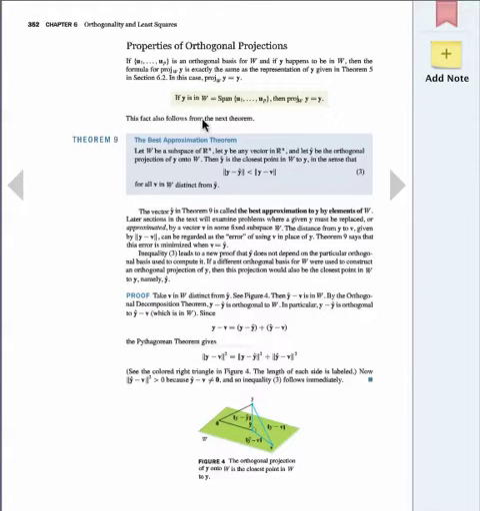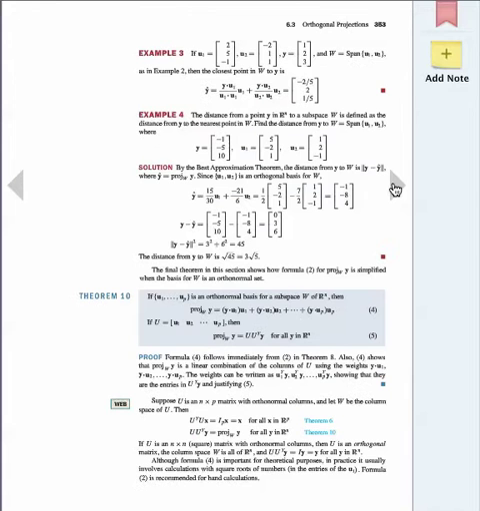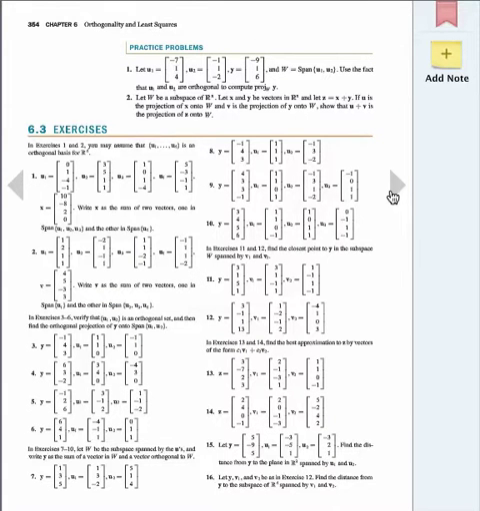So the first blurb is true and important. Theorem 9, the best approximation theorem, tells us how to find the distance from a vector to a subspace. And example 3 and 4 play with those ideas. Theorem 10 refines Theorem 8 in the case that we've got an orthonormal basis for W instead of just an orthogonal basis for W. The formulas simplify just a little bit. And that's really about all there is to say there.